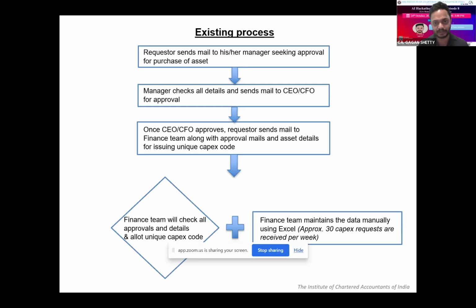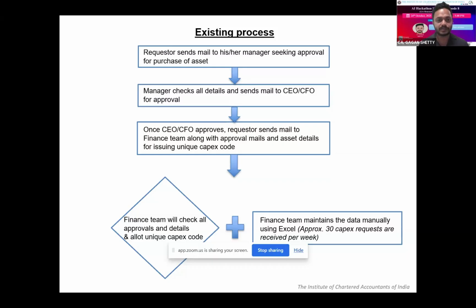And basically, I'm from industry, I'm not into practice. In my organization, this is the process being followed: if any department wants to purchase any capital asset, they have to get all these approvals. After all the approvals, the request is sent to the finance team, who will check if all the approvals are received or not. Then they will check the value, if the proper amount is mentioned.